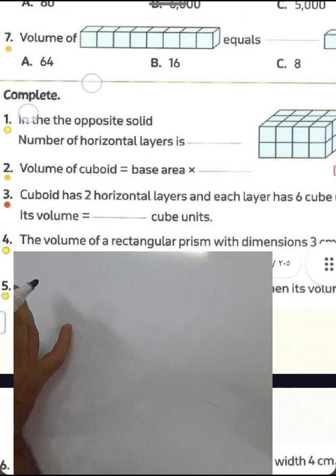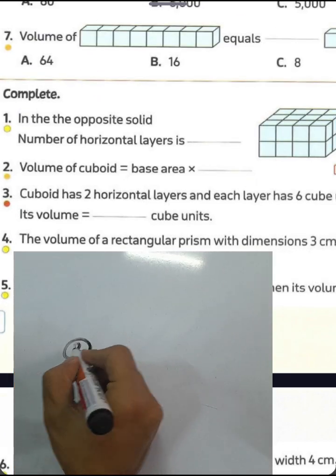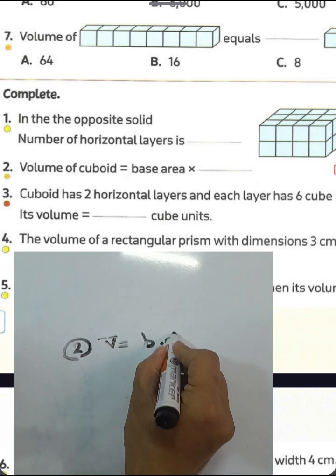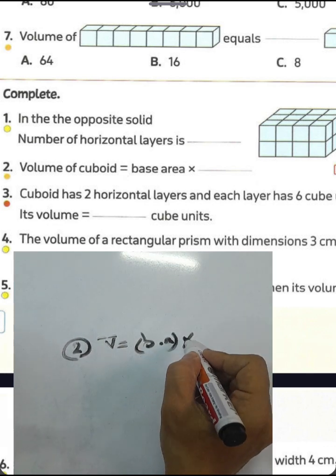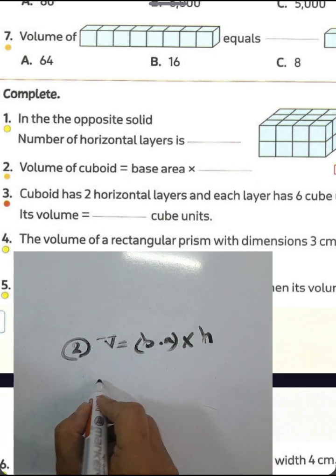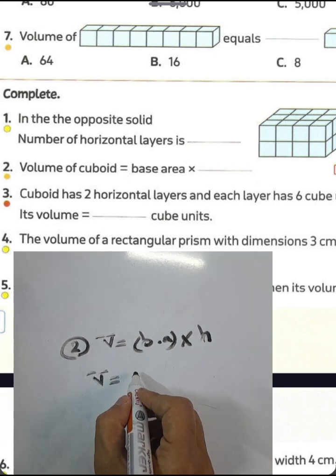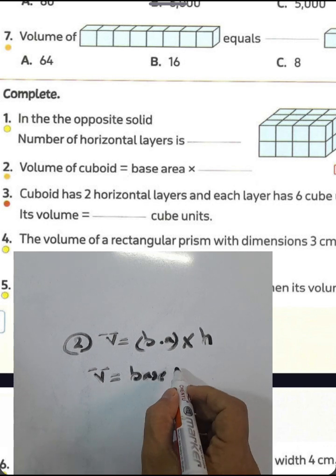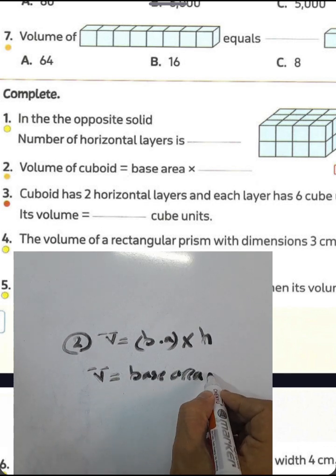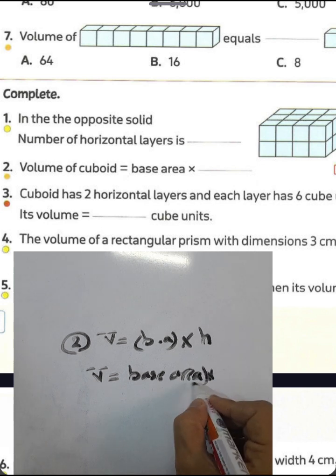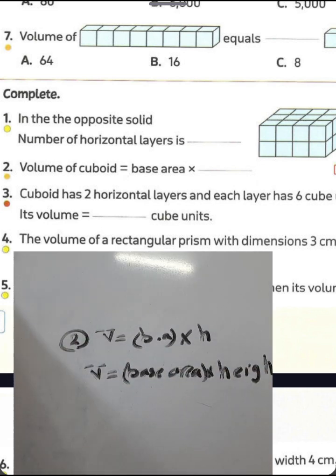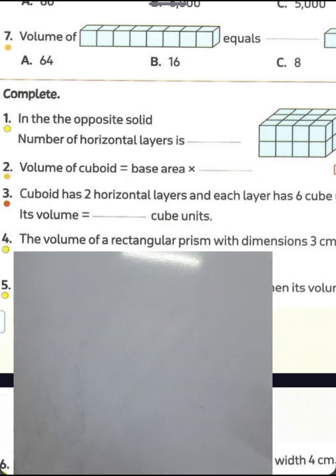Question number 2. The volume of a cuboid equals the base area product by height. Then we can write the word height. The volume equals base area times height. Understood? Base area times the height.